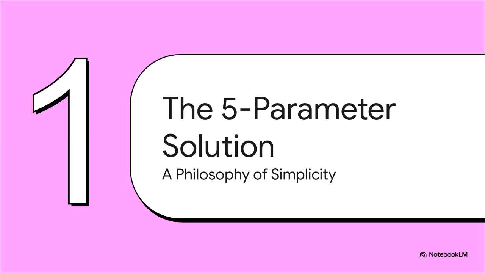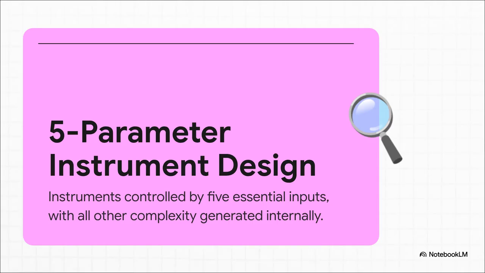Let's get into it. The core idea here is called 5-parameter instrument design. So instead of your score file having to tell an instrument every little thing it needs to do, you only give it the absolute bare essentials. All the other interesting stuff, the texture, the timbre, those subtle little variations, all of that gets generated from within the instrument itself, based on just a few simple instructions.